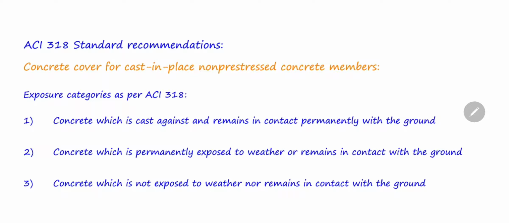Number one, concrete which is cast against the ground and remains in permanent contact with the ground. This is category number one. Category number two is the concrete which is permanently exposed to weather conditions or remains in contact with the ground. Unlike the first one, the concrete in the second category is not cast against the ground. Number three, concrete which is neither exposed to weather nor remains in contact with the ground. These are the three categories for which we will discuss the concrete cover requirements for the reinforcing bars one by one.